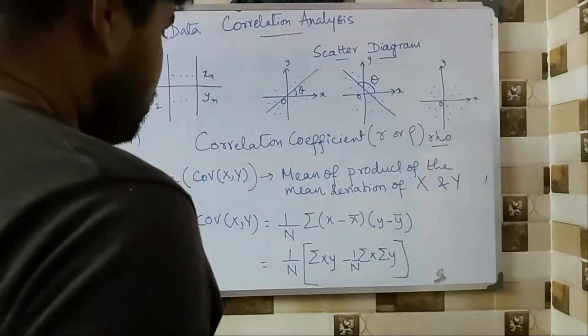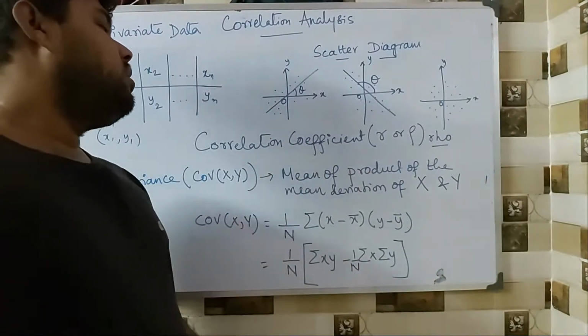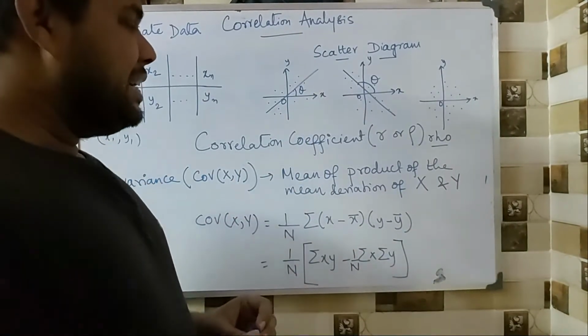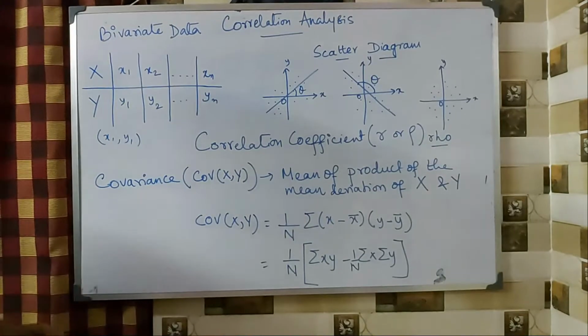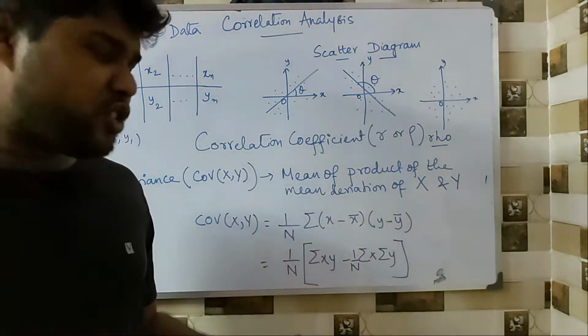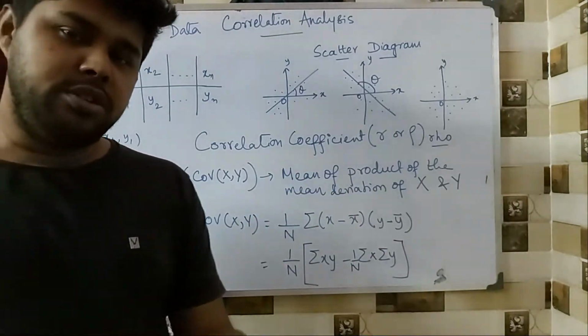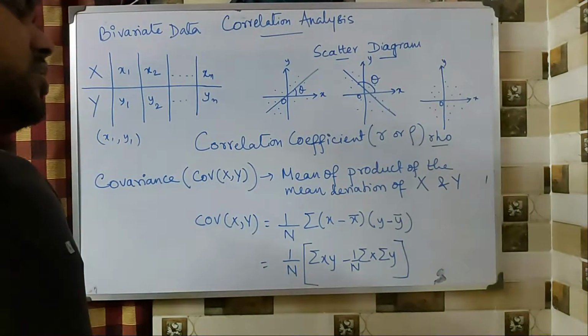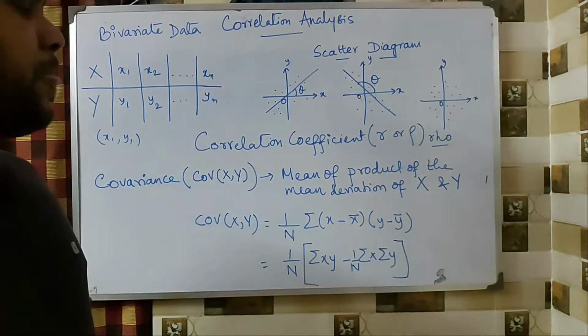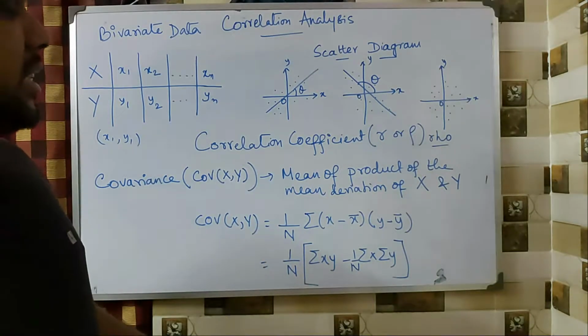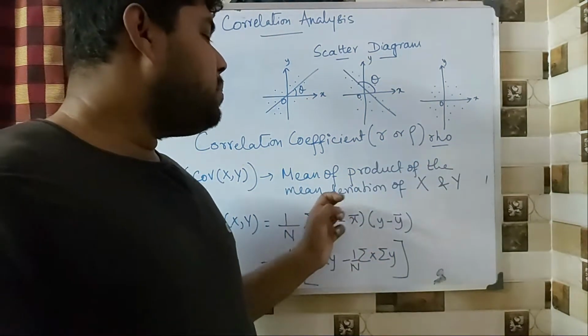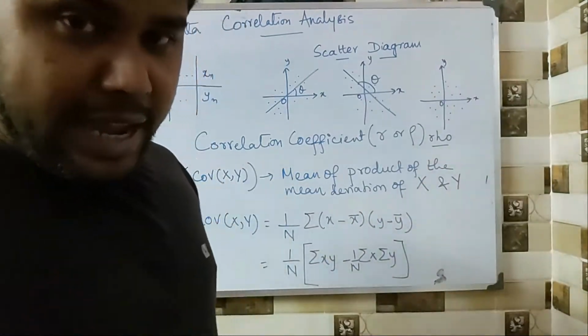So before we go on finding the correlation coefficient, first we need to understand what is covariance. Now, what is covariance? By the definition of covariance, you are not much bothered with the definition, because all you need to remember is the formula. Covariance is basically the mean of the product of the mean deviation of x and y.